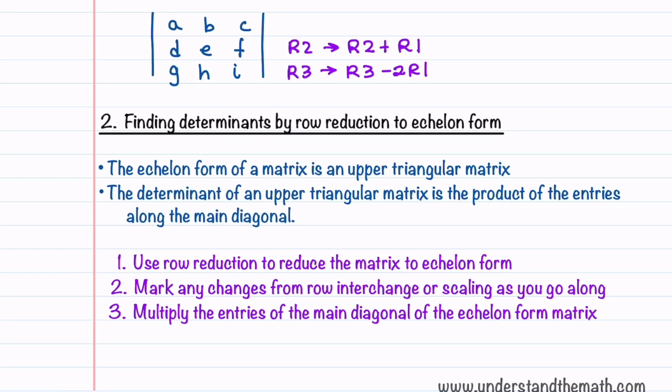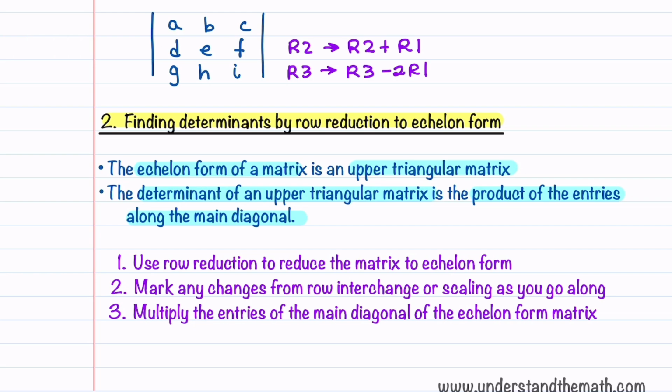We're now going to use what we just learned about how row operations change the value of a determinant to find determinants by using row reduction to echelon form. This method works because the echelon form of a matrix is an upper triangular matrix, and we know that the determinant of an upper triangular matrix is just the product of the entries along the main diagonal.